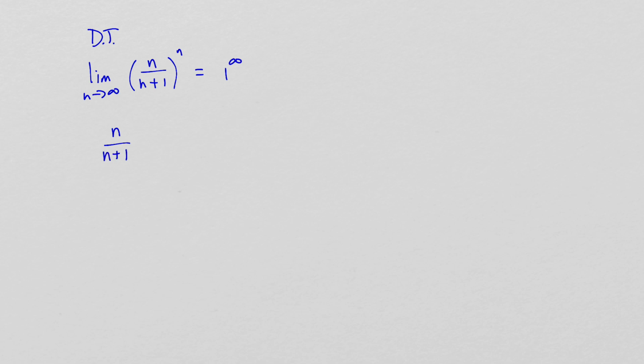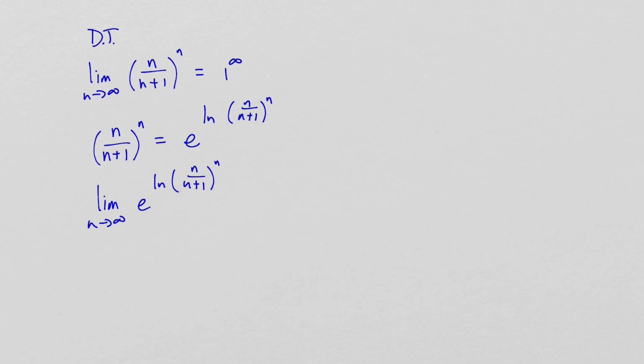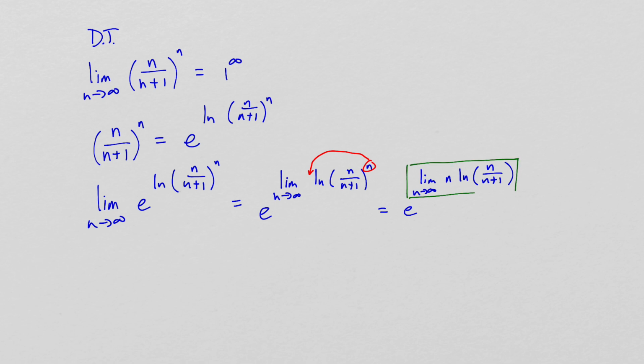So n divided by n plus 1 to the nth power is equal to e to the natural log of that thing. This is very similar to what we did just a few moments ago. Now when I take the limit of this, we're going to have the limit of e to the natural log of n divided by n plus 1 to the n. Then we are going to move that limit inside of the exponent here. The next step is to take this power and bring it down. And then we are just going to focus on this limit.